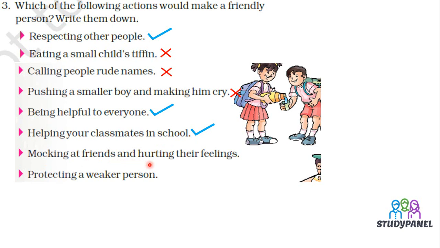Mocking at friends and hurting their feelings. Some people do mimicry of other people, they tease them, they do all this. So this should not be done. So we'll put a cross mark here. Protecting a weaker person. Of course, this is mostly used by the people. If you are strong, then you should protect the weaker person. This you should do. Now we will write this down, 1, 2, 3, and 4 in a page.